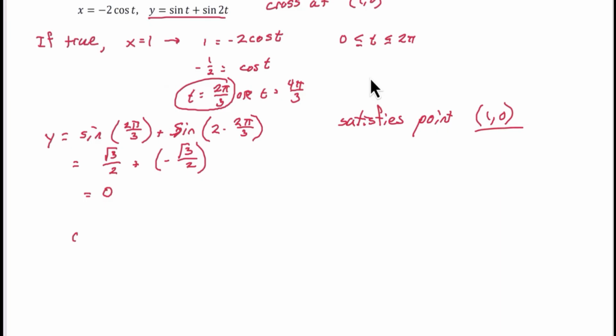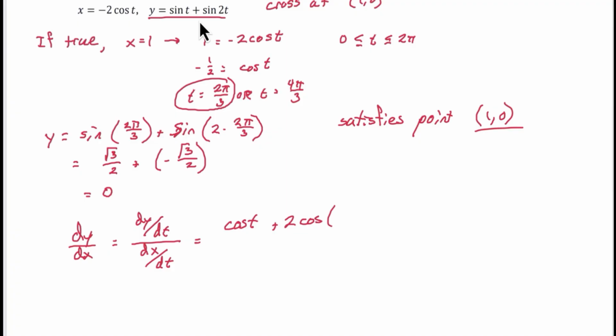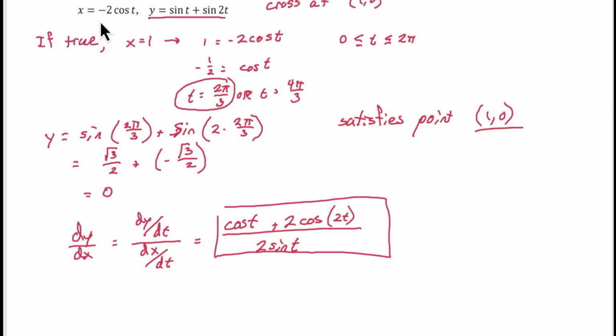Let's next find dy/dx. Remember, to do that, we take the derivative of y with respect to t and divide that by the derivative of x with respect to t. So dy/dt, up here, we have the derivative is cosine t plus 2 times cosine of 2t, divided by dx/dt. So now we're focusing on x. The derivative there is 2 sine t. So I'll just make note, this is my derivative.